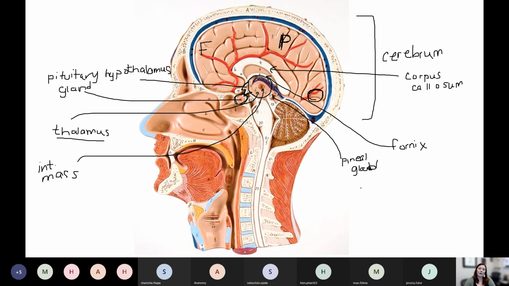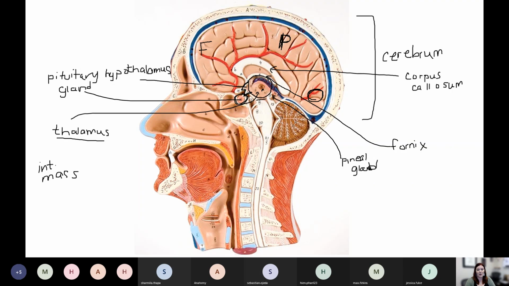Then we move down into a part of the brain called the brainstem. I need to erase my thing here. When we think about any of the parts of the brainstem, you should really consider that this is the part of your brain that keeps you alive. So very basic life functions come from the brainstem.